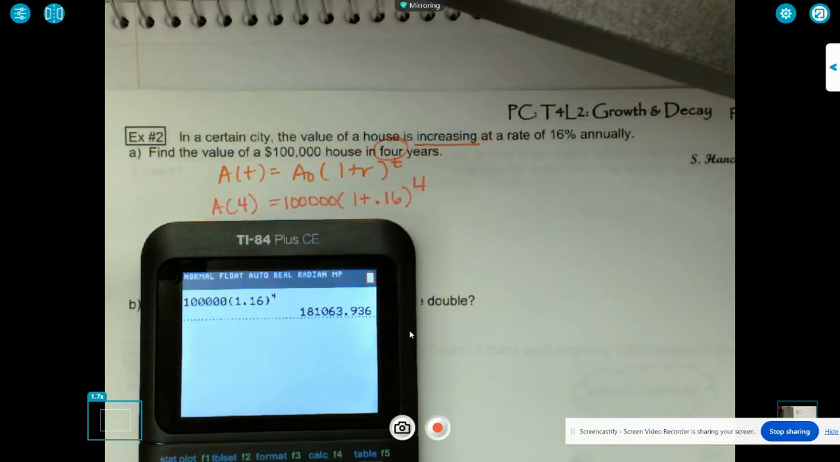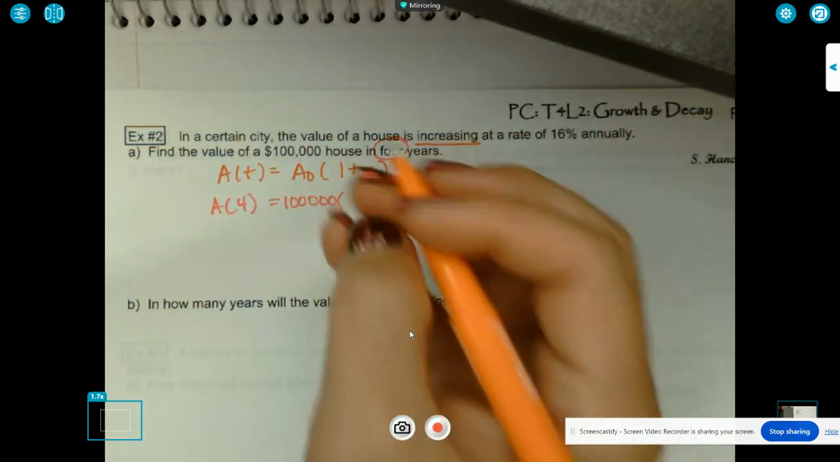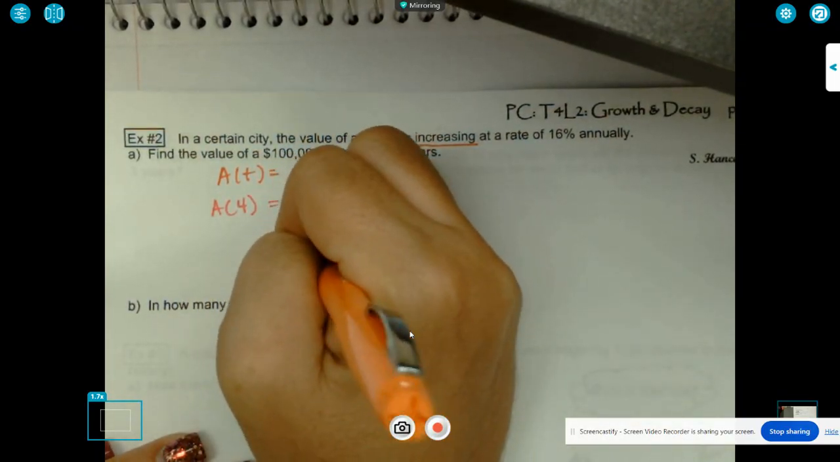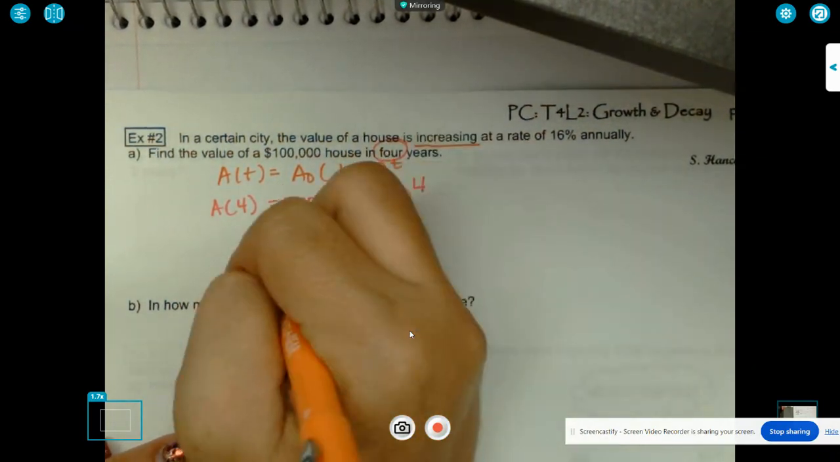All right, so we got 181,063.9. Why are we rounding to 2 decimal places? Because it is money. 181,063.94.